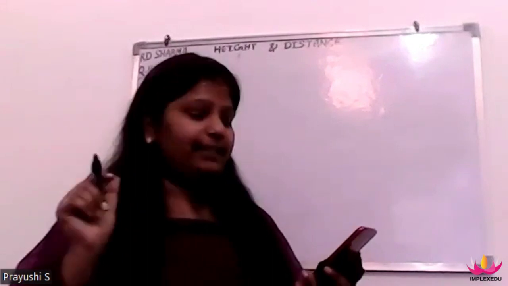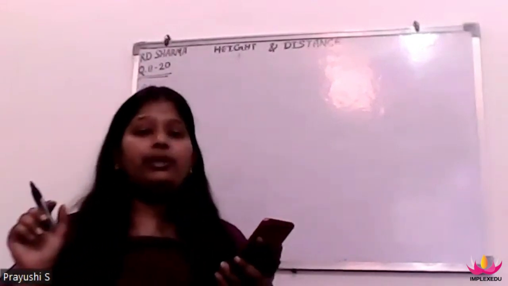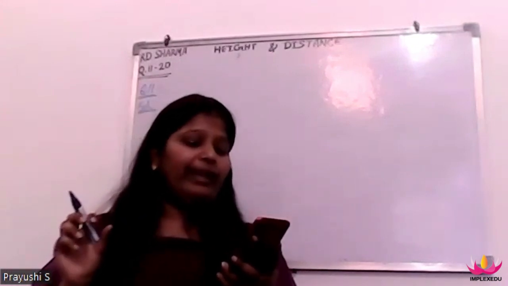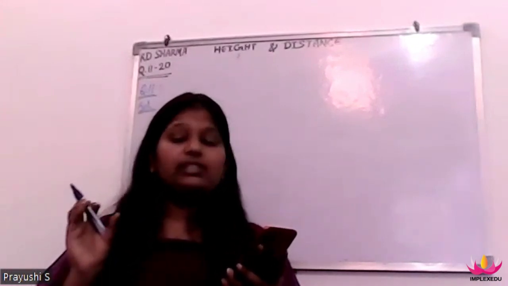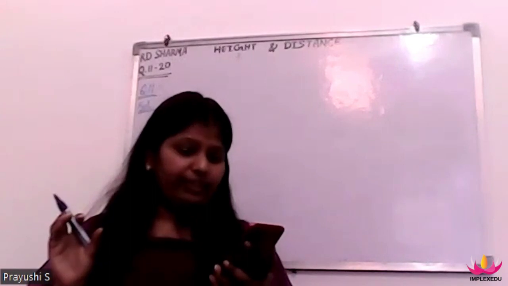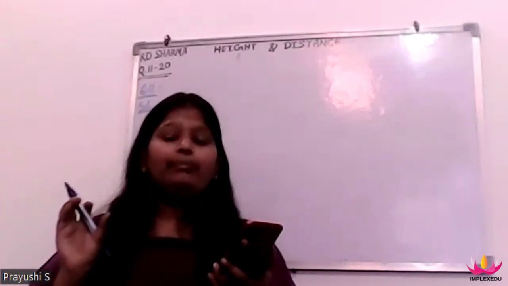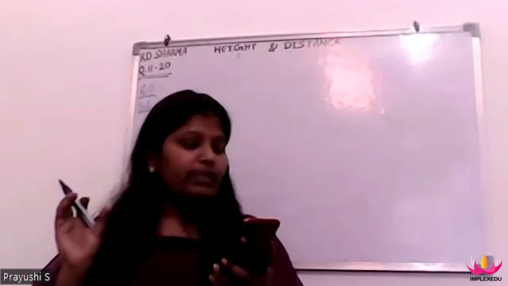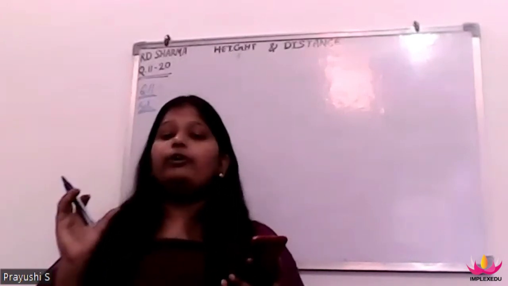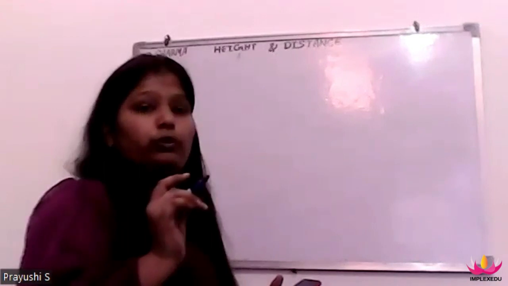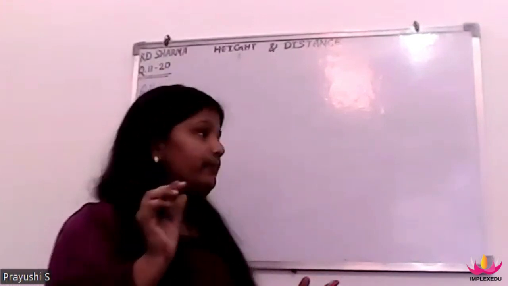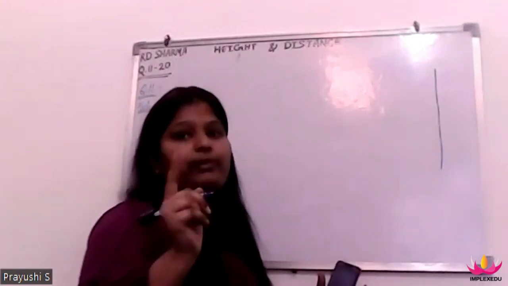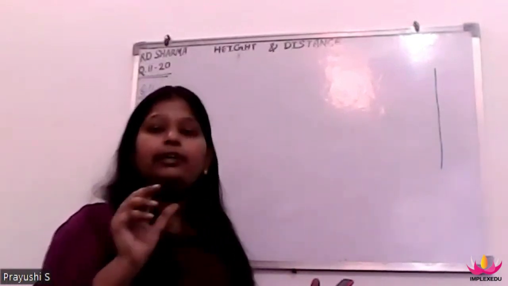In class 10, question number 11 states that the shadow of a tower, when the angle of elevation of the sun is 45 degrees, is found to be 10 meters longer than when it was 60 degrees. Find the height of the tower. To solve this question, we are taking a reference: this is a tower. First, we will make a figure.